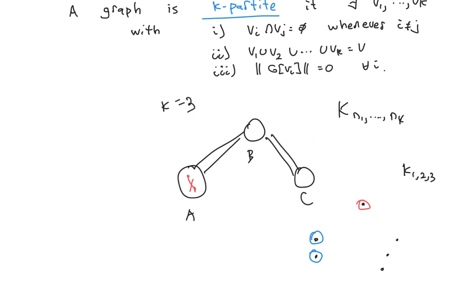that I have to connect vertices from different parts. And then that means I still need to make this bipartite graph down here. So as you can tell, complete k-partite graphs get very hard to draw very quickly.